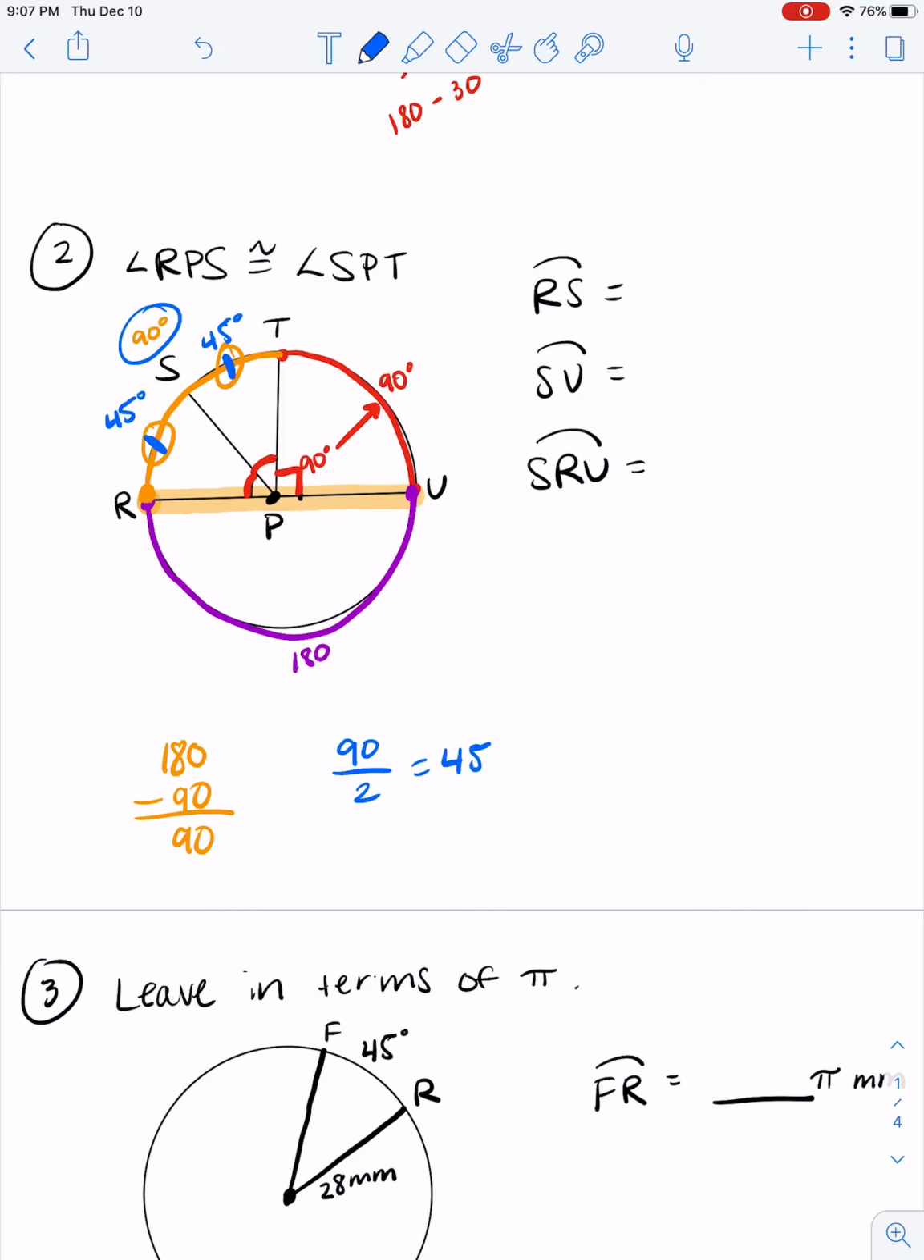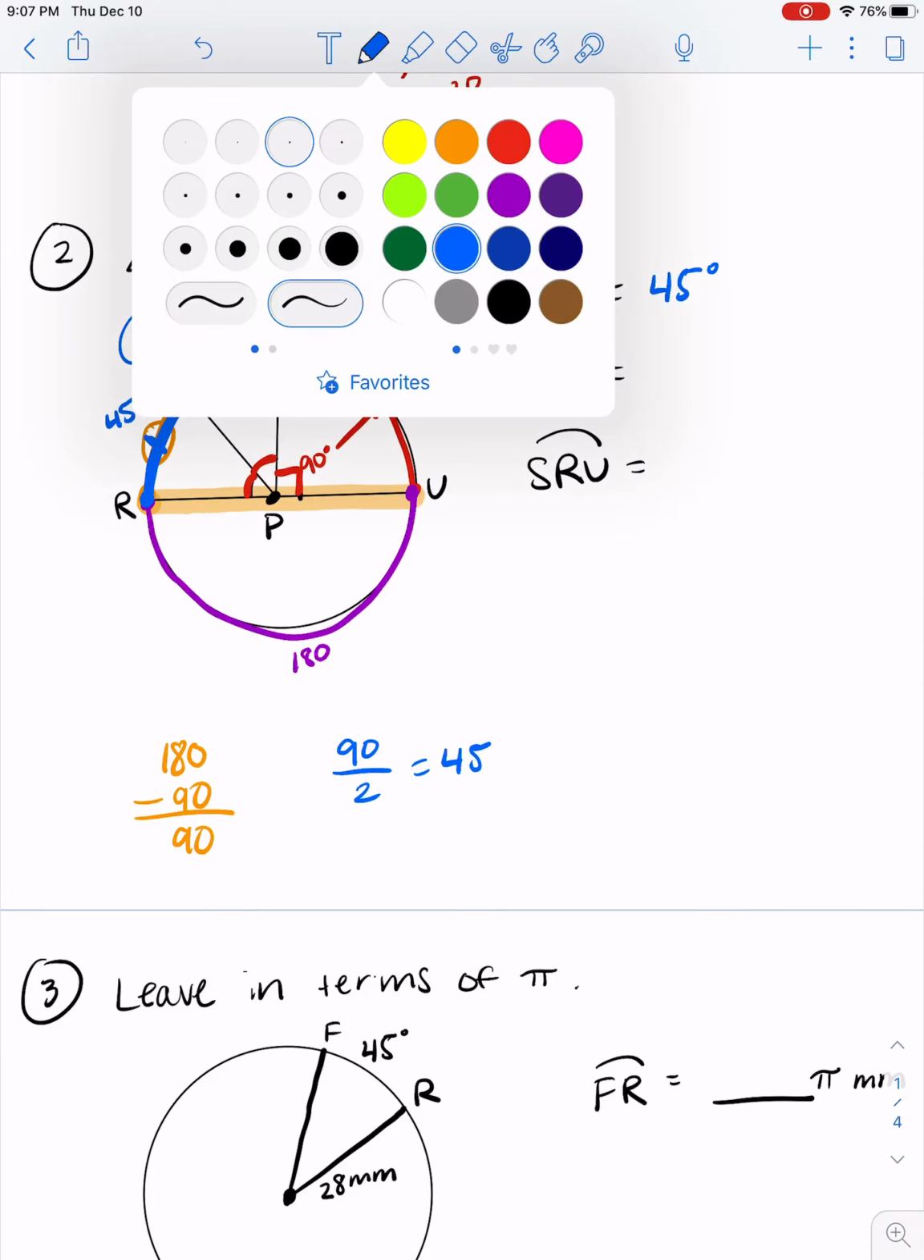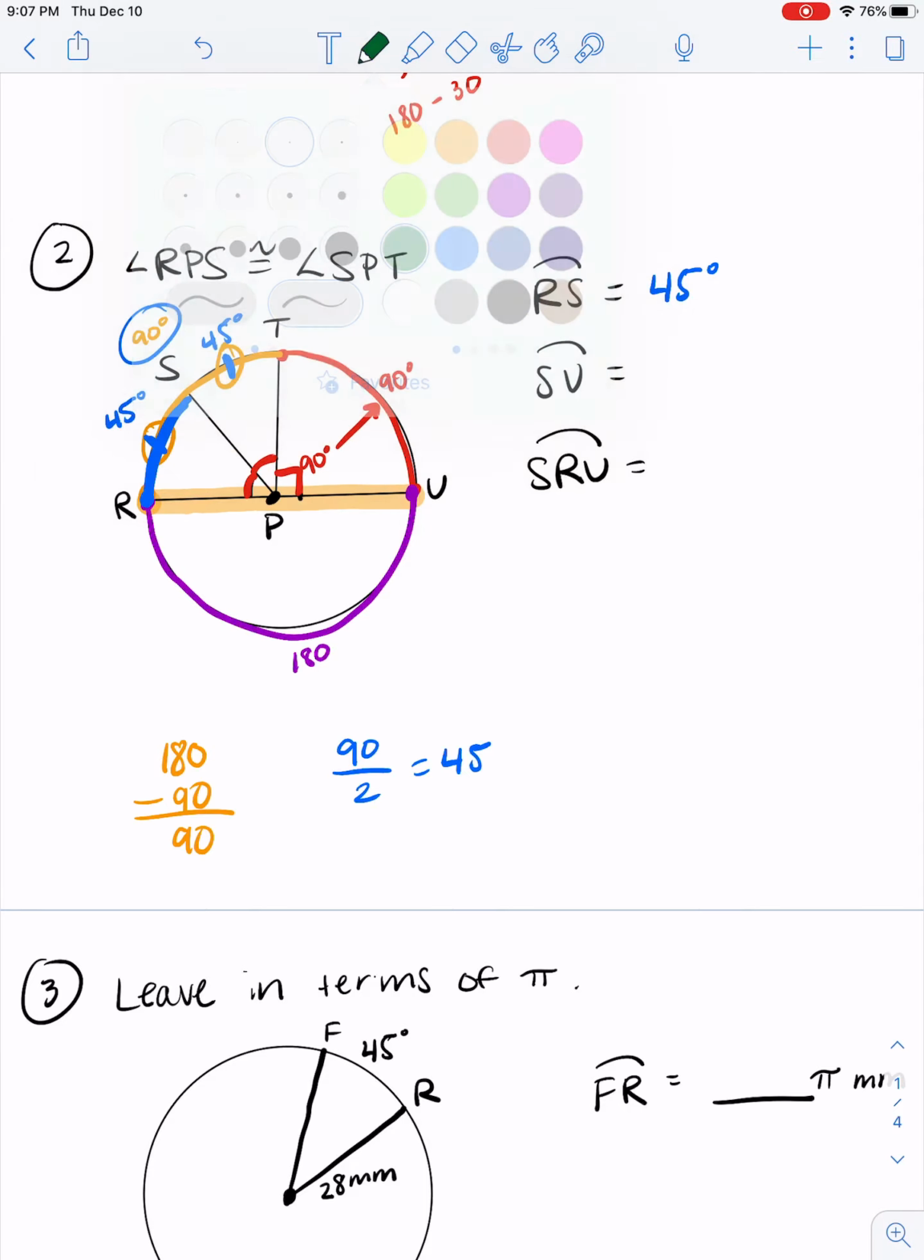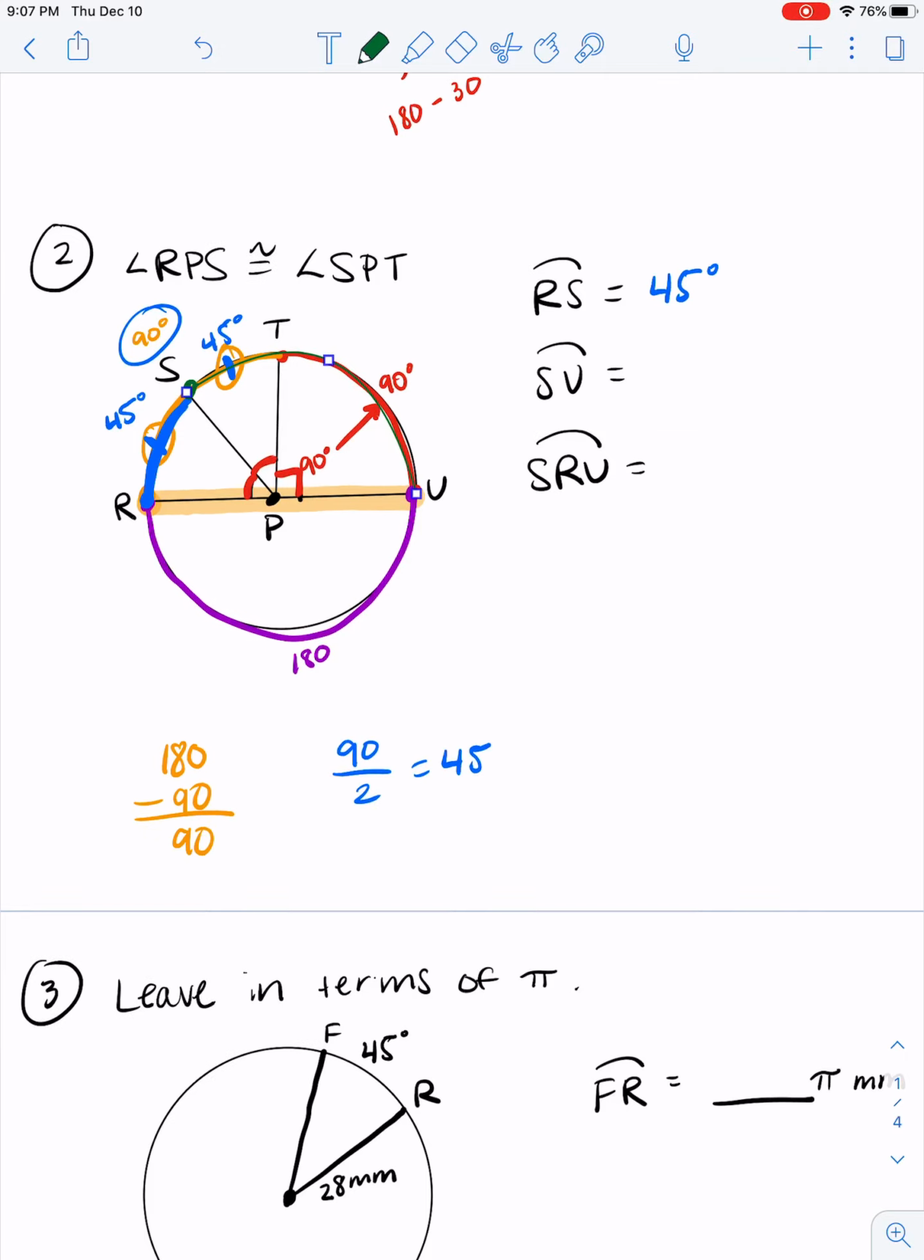So now let's find the arcs that we're looking for. RS, from R right here to S, that we just found was 45 degrees. Then we have SU. So SU from S all the way over here to U, I need to add this 45 piece and this 90 piece. So 45 plus 90, that's going to be 135 degrees.